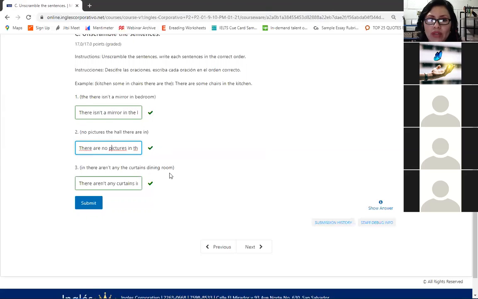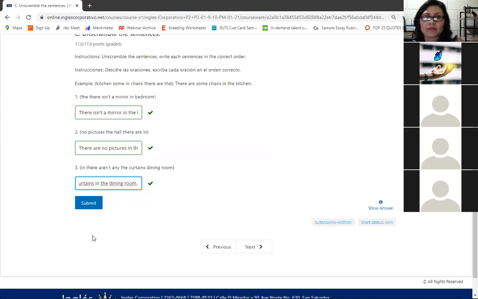¿Por qué? Porque es plural. Y yo uso no con plurales también. There are no pictures in the hall, I'm sorry. Y luego usé acá there aren't any. Porque dijimos que any lo utilizábamos solo con los negativos. There aren't any curtains in the dining room.